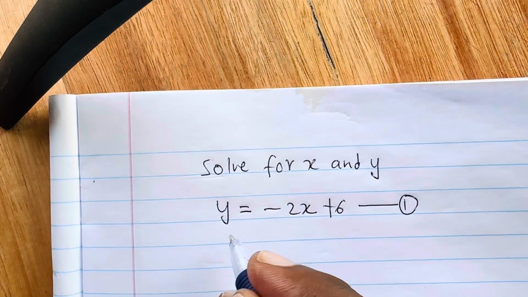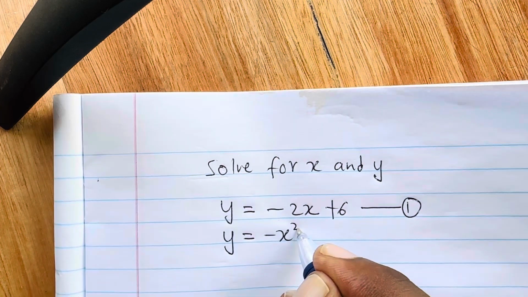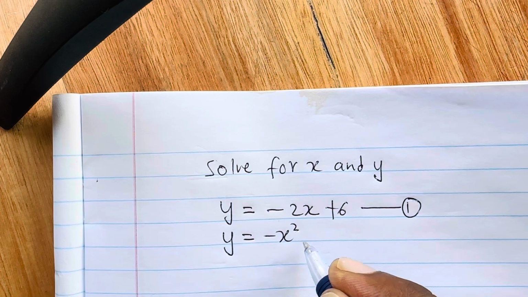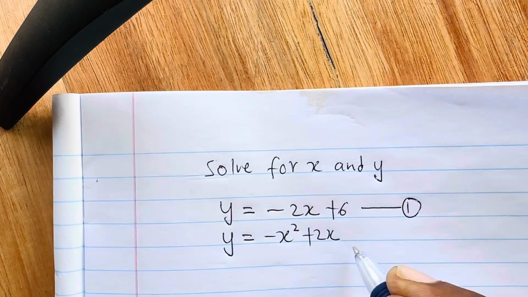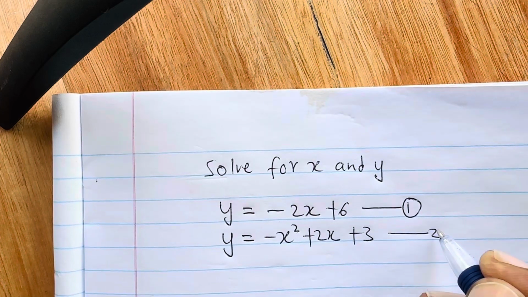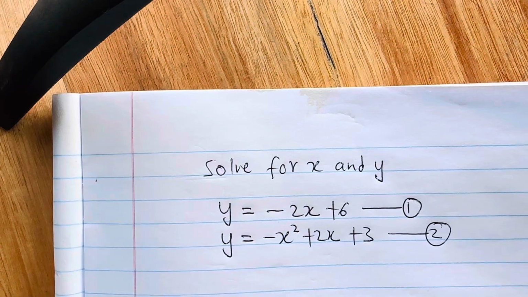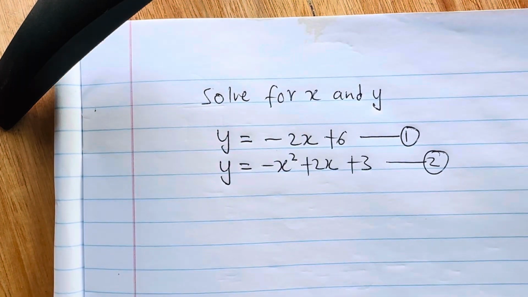Then we have y is equals to how much? Y is equals to negative x squared plus 2x plus 3. Equation number 2. Thank you very much. So now we'll start solving.